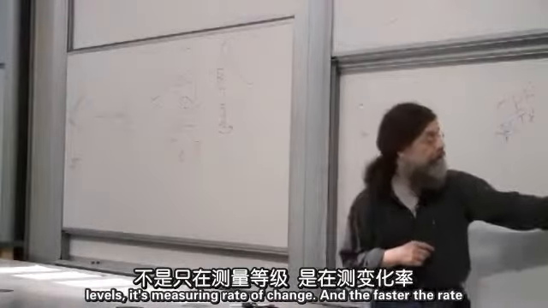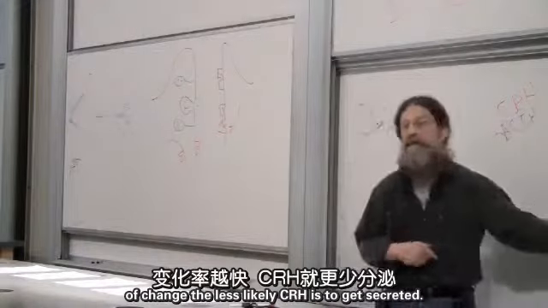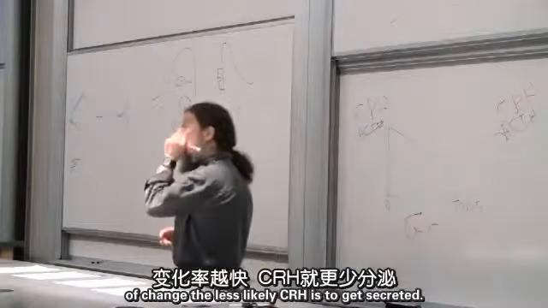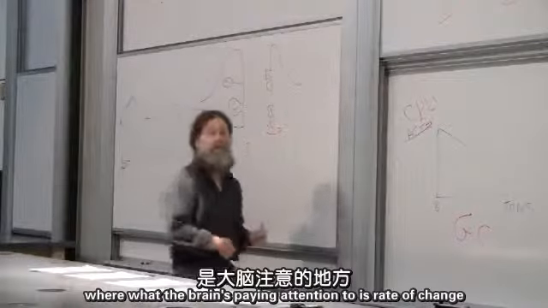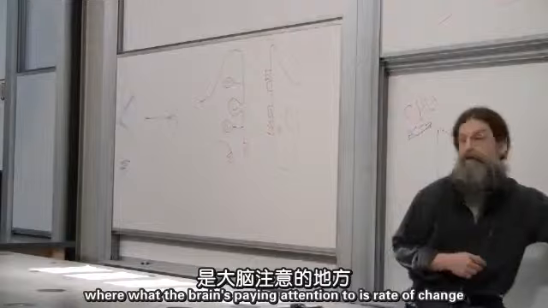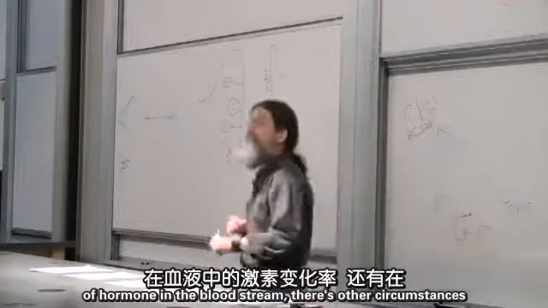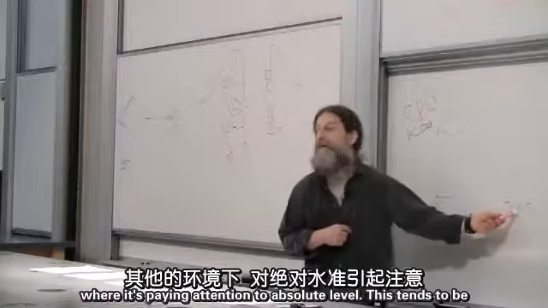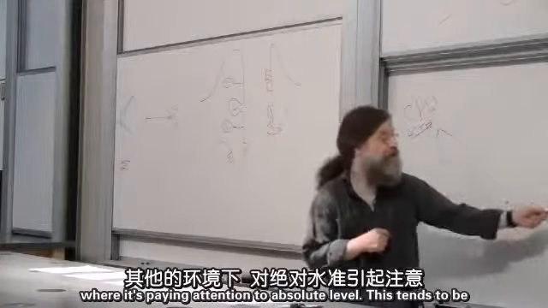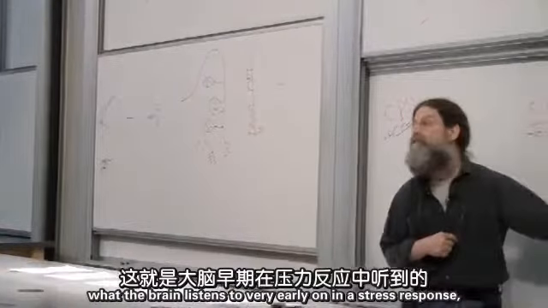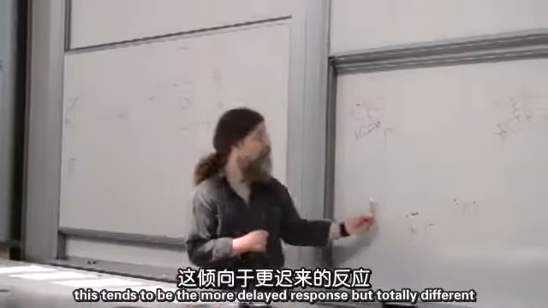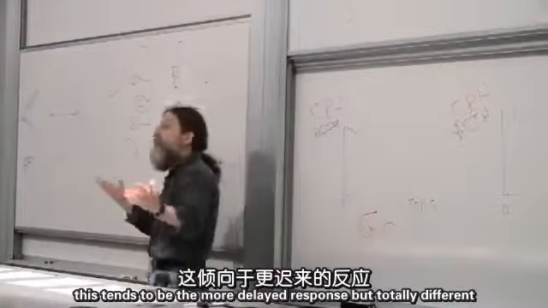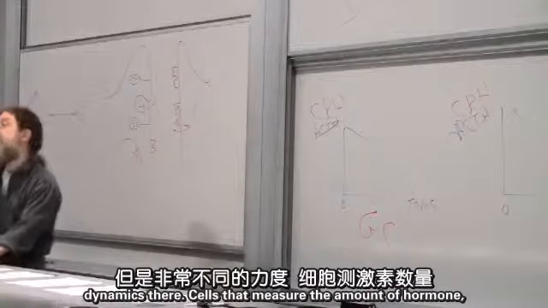And the faster the rate of change, the less likely CRH is to get secreted. And it turns out there are some domains of stress responses where what the brain is paying attention to is rate of change of hormone in the bloodstream. There are other circumstances where it's paying attention to absolute level. This tends to be what the brain listens to very early on in a stress response. This tends to be the more delayed response, but totally different dynamics there.